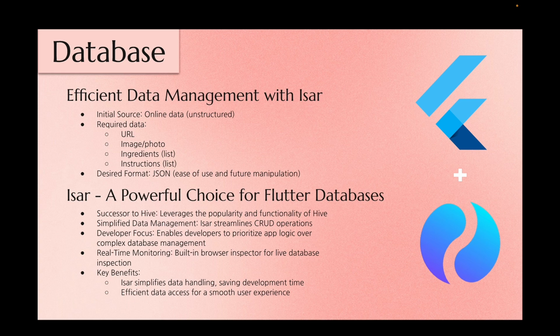So initially we were going to use Hive, but upon reading their documentation, we were recommended to use Isar, the successor to Hive. The advantage of using Isar is streamlined CRUD operations. It enabled us to focus on app logic and design over worrying about the database logic. And it had a built-in browser inspector for live database inspection. So in all, it simplified our data handling and saved time on development, all with efficient data access.